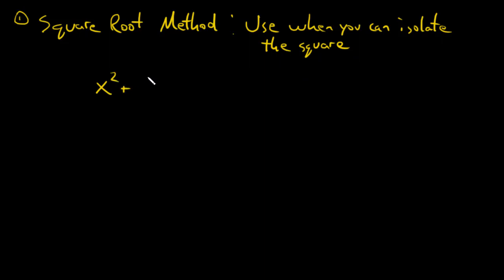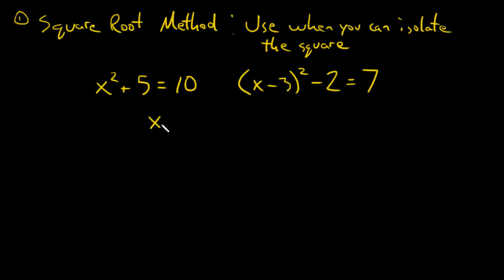X squared plus 5 equals 10. I can isolate that square. X minus 3 squared minus 2 equals 7. I can isolate that square. What I don't want to do is x squared plus 7x minus 2 equals 0. I can't isolate this square without having an x on the left and an x on the right, which is going to make a mess.